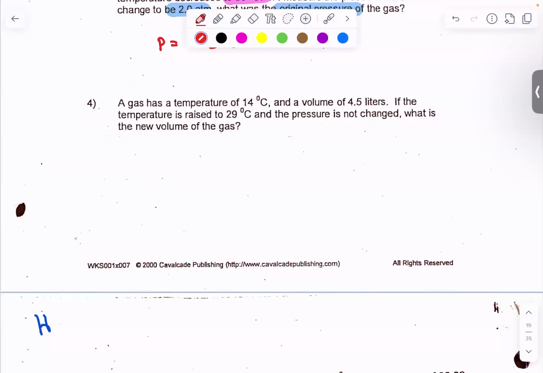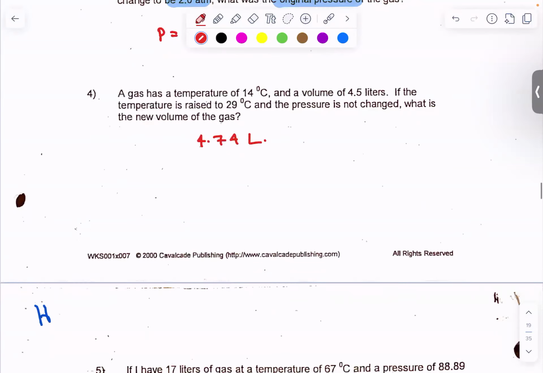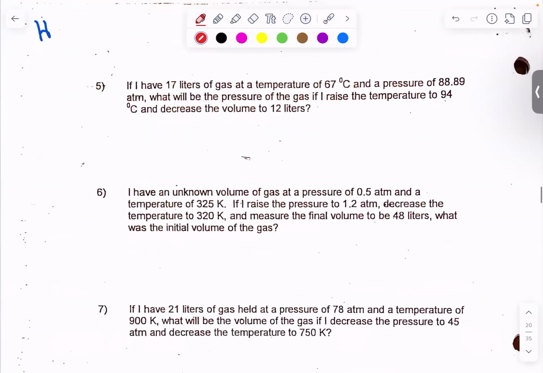Okay, I got 4.74 liters. Yes, 4.74. Absolutely correct. 4.74 liters. Well done. Next.